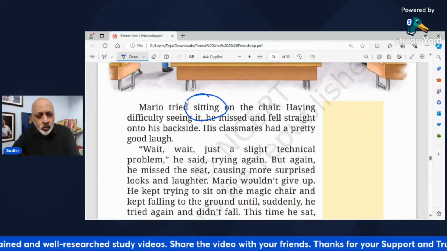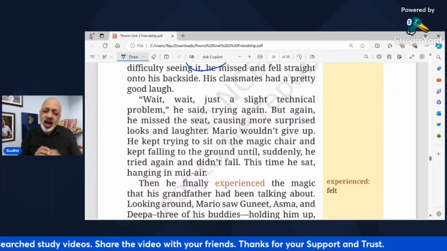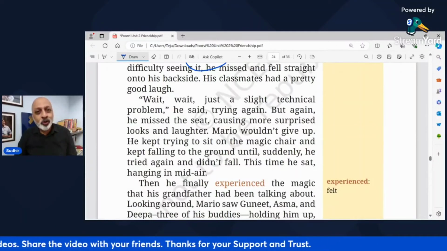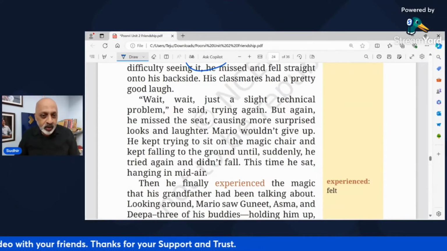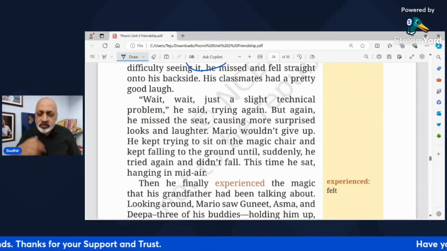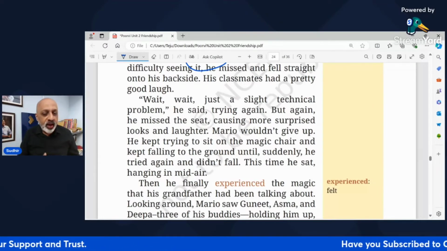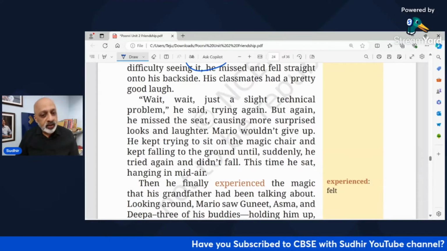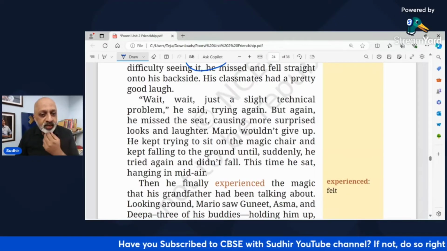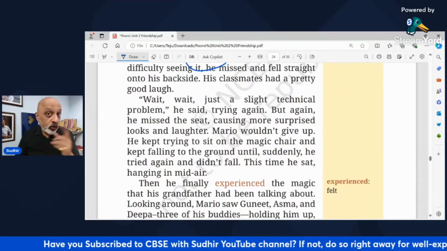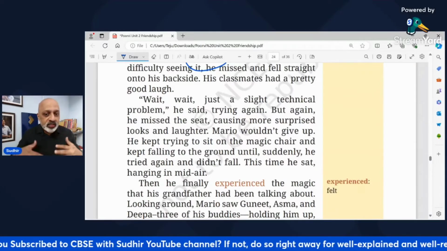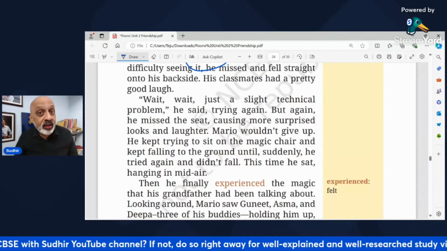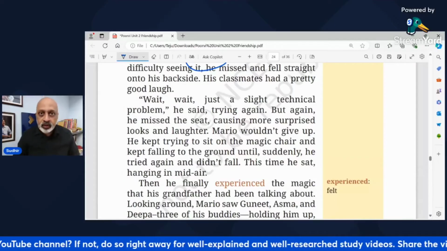What is he trying to do? Isn't that the way you will react? I'm sure each one of you would also react in the same way. Mario wouldn't give up. He tried to sit on the magic chair and kept falling on the ground. Every time he would fall to the ground until suddenly he tried again and did not fall. This time he did not fall. This time he sat hanging in mid-air.